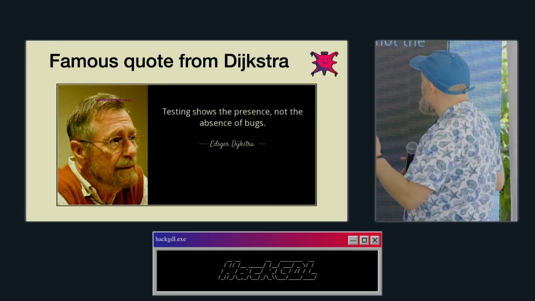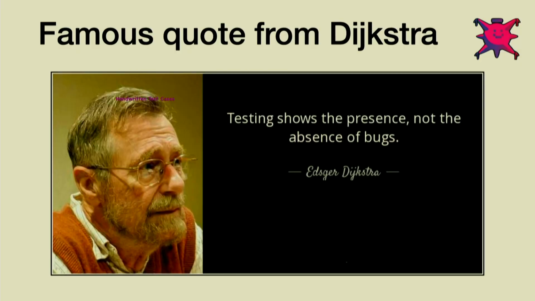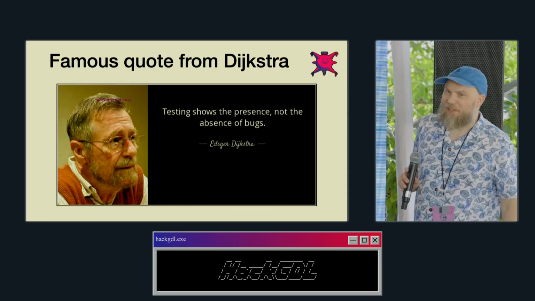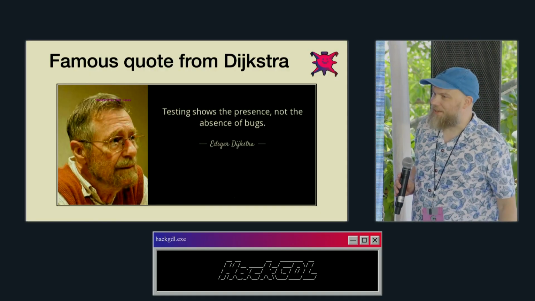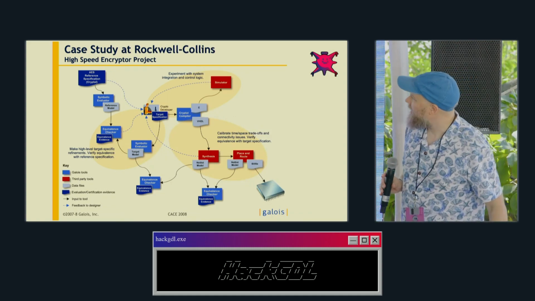And there's this famous quote from Dijkstra: you can always show there are bugs by testing, but you can't show there are no bugs. In most cases, at least, unless you test exhaustively. But the state space of these things is extremely large. You often cannot test exhaustively.